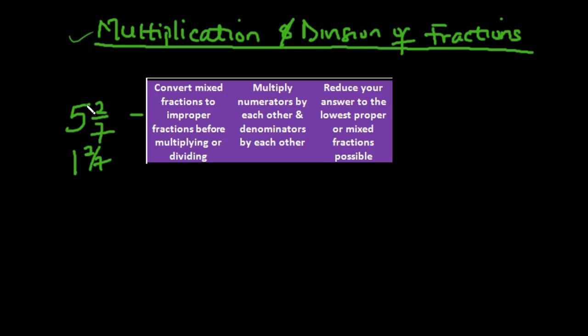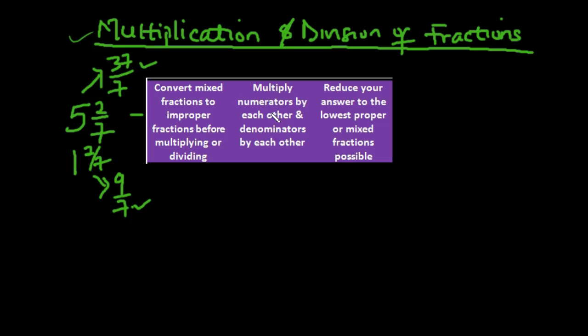In the case of addition or subtraction, we say 5 plus 1, then we look for the denominator. But with this one, you can't say 5 multiplied by 1. That would be wrong. So what we first do is convert each of these to an improper fraction. 5 multiplied by 7 is 35 plus 2. That would be 37 over 7. And this will be 7 multiplied by 1 plus 2. That's 9 over 7. Then we can use these two in our calculations.